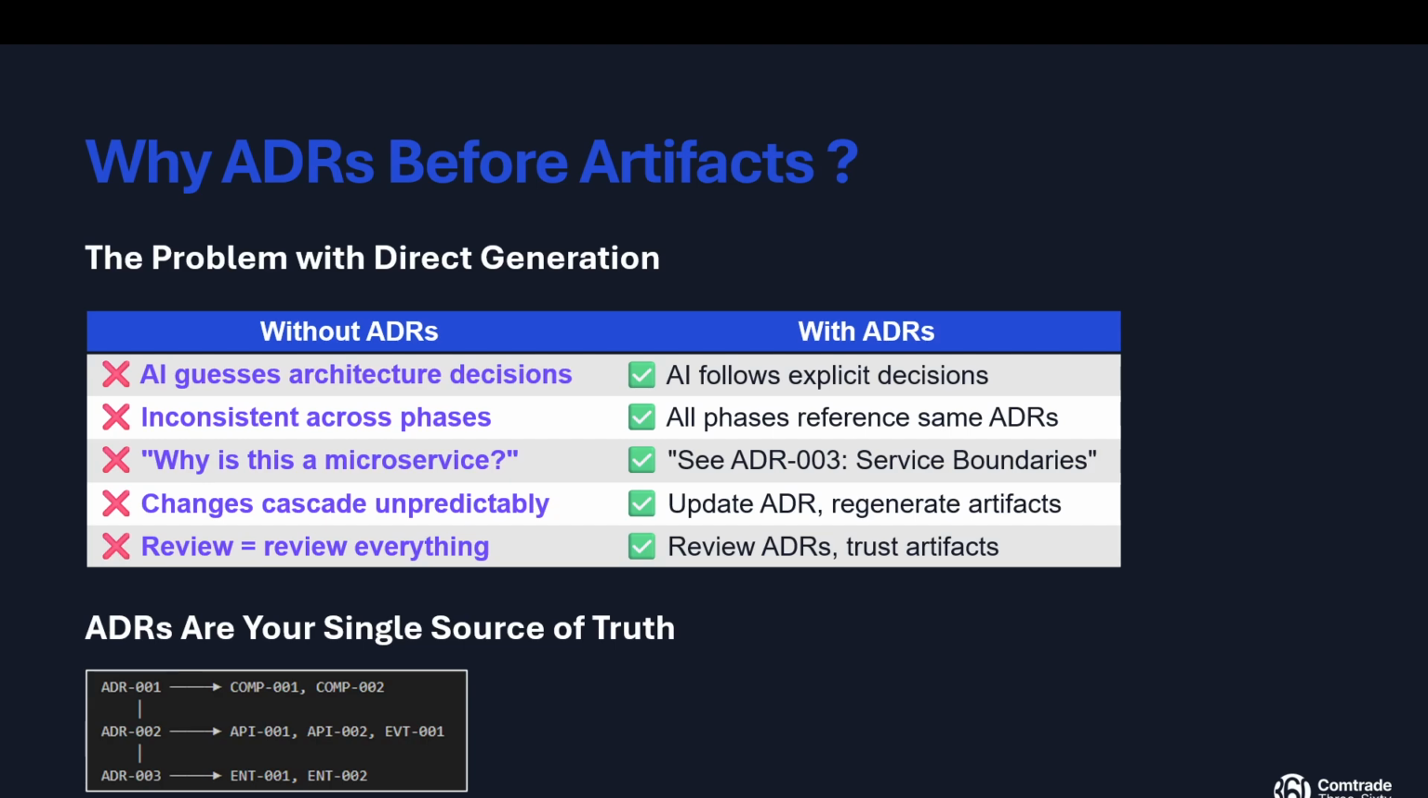Look at the bottom diagram, for example. ADR1 drives the generation of component 1 and 2. ADR2 drives APIs 1 and 2 and event 1. ADR3 drives entity 1 and 2. The ADRs are your single source of truth, and artifacts are derived from them.